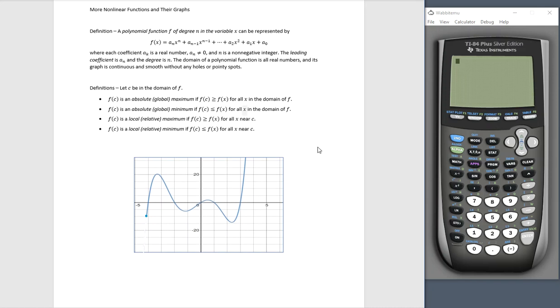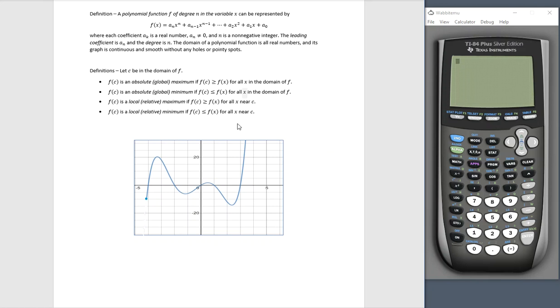And so let's think about any value of c in the domain of f. A specific value of c, it's not any value of c. We say that f of c, the y value, is an absolute or global maximum if f of c is bigger than or equal to f of x for all x, ever. Okay, so in this graph down below, there is no global maximum because there's no value that is bigger than all others. This graph continues forever going up, so there's no absolute maximum. I'm going to write that here.